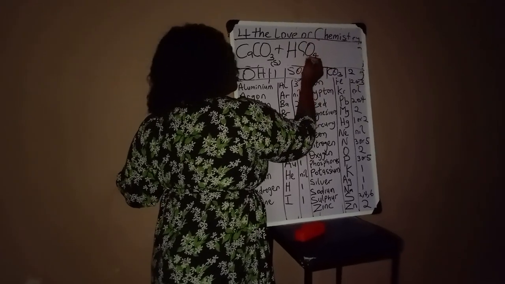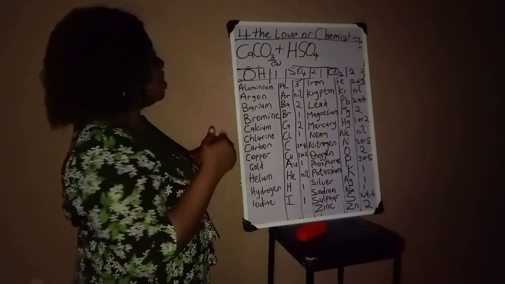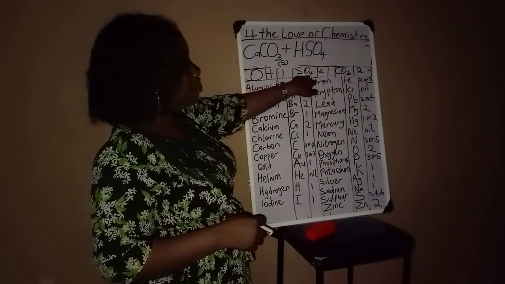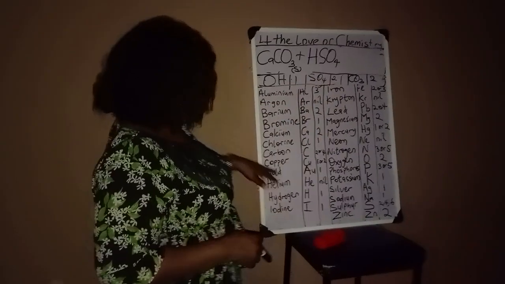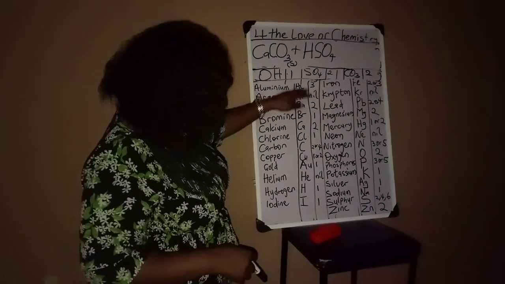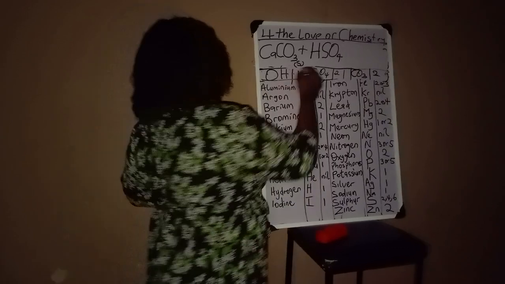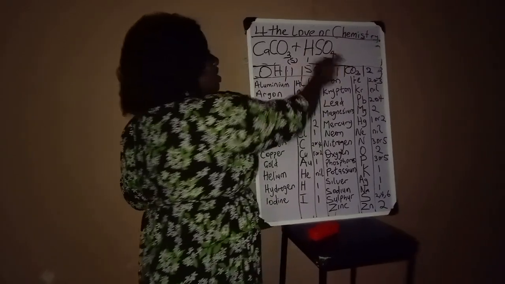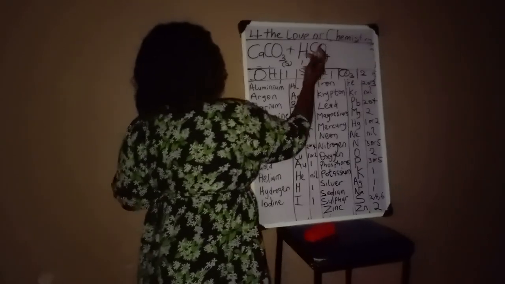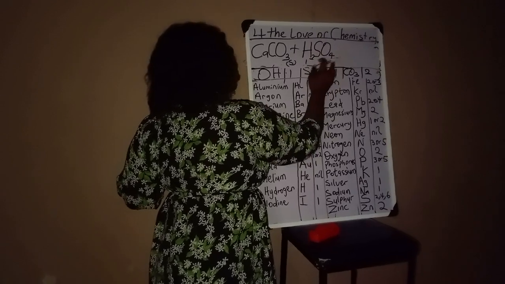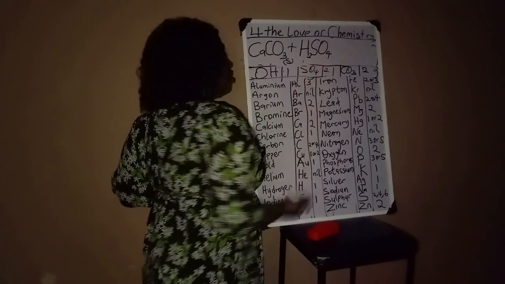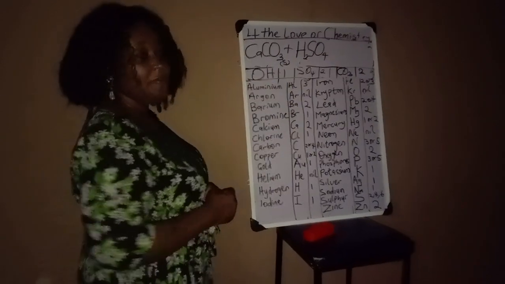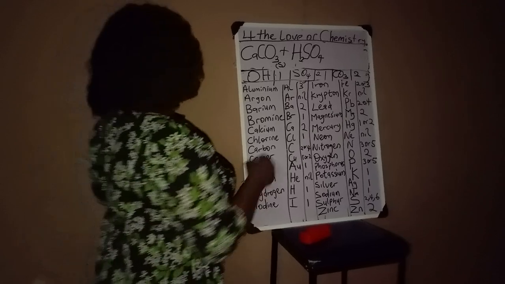sulfate(VI). And we said that the valency of tetraoxosulfate(VI) is what? 2. And the valency of hydrogen is 1. So 1 and 2, then they exchange their valency. This has 2 and this has 1. Of course, we don't write 1. But this is our correct formula for tetraoxosulfate(VI) acid, H2SO4.